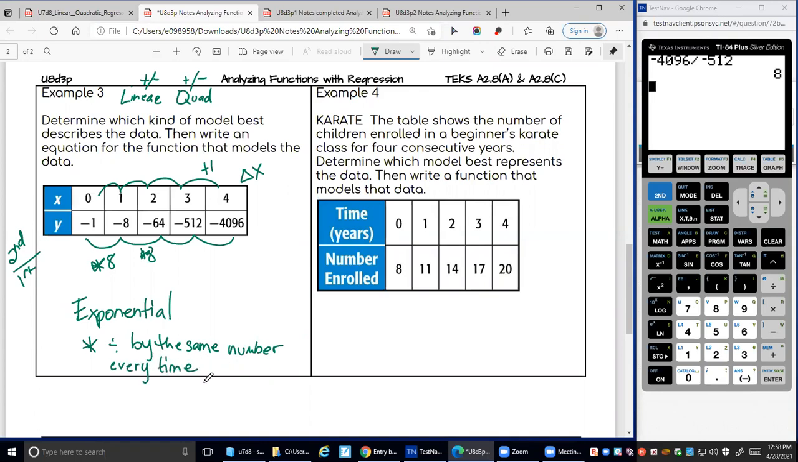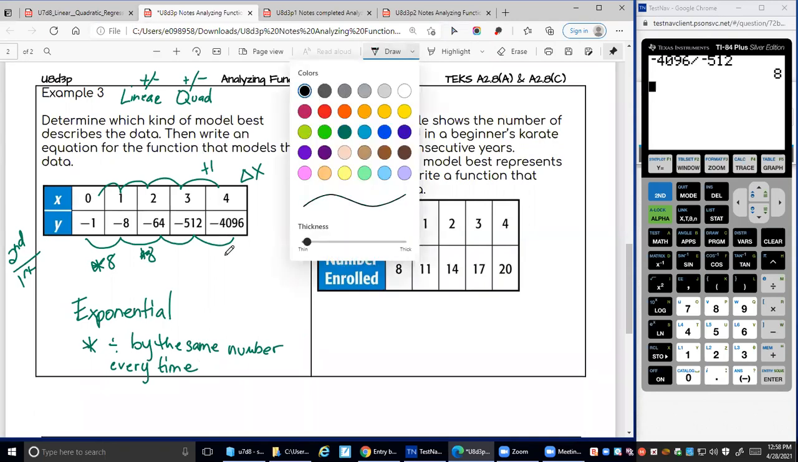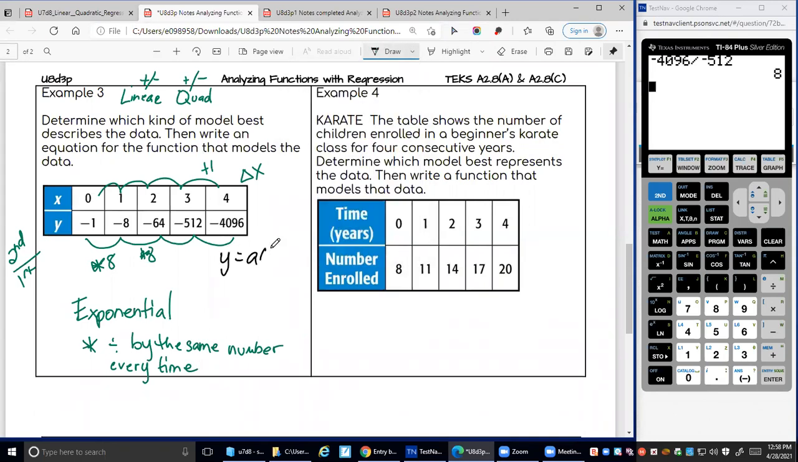Okay, so we have enough information to write our equation, right? We got y equals a times b to the power of x. What's our initial value? What's our y-intercept? Negative 1 right here. X is equal to 0, therefore this is a. So I'm going to put negative 1. Inside the parentheses, that's what I'm multiplying by. That's 8 to the power of x. And we're done.